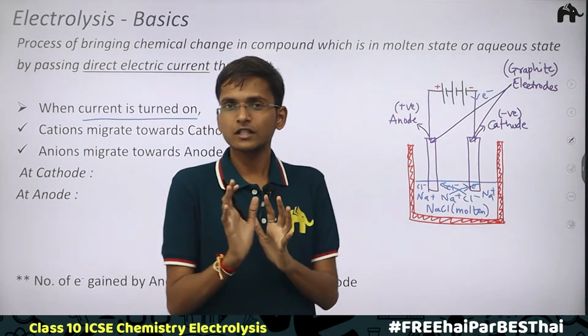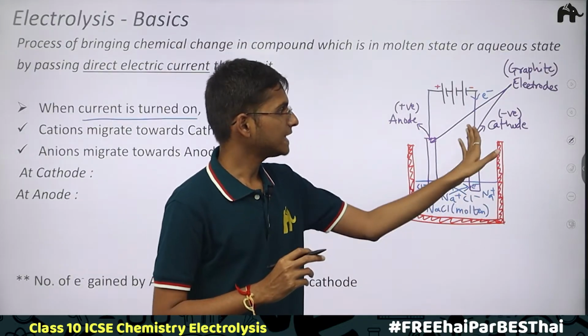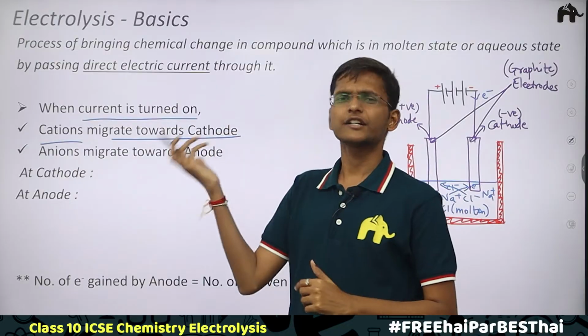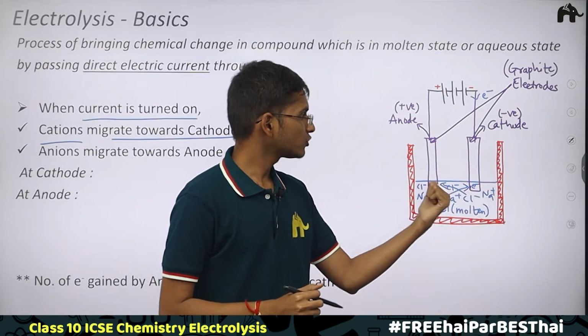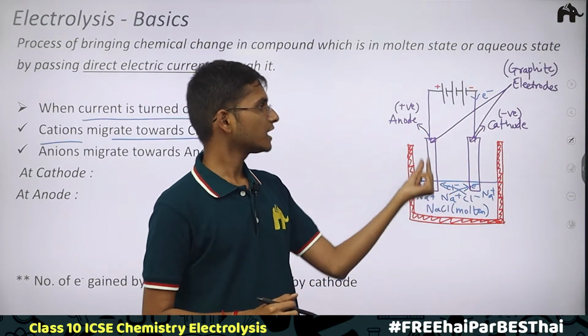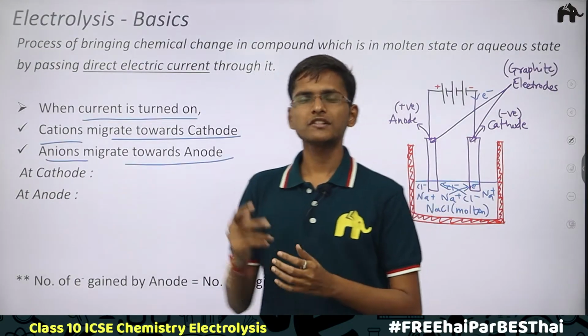Anode. So what is happening when we turn the current on? The cations, that means Na plus ions, are moving towards the cathode, migrating towards the cathode, and here the chloride ions, which means anions, are moving to the positively charged electrode, which means anode. So anions are moving towards the anode. See here.